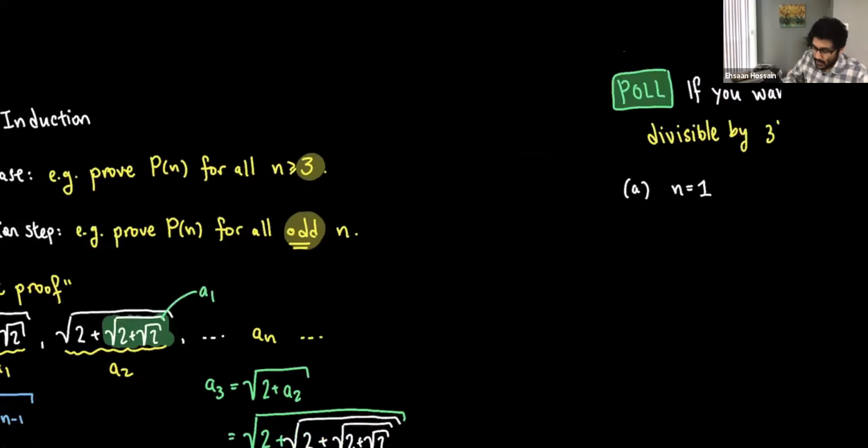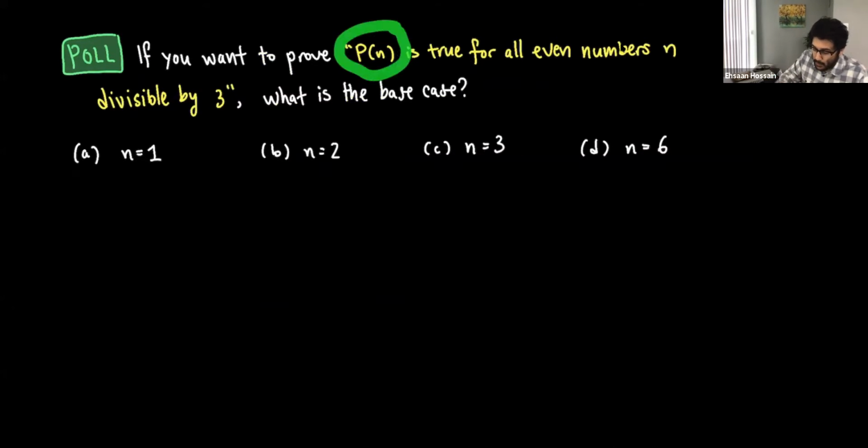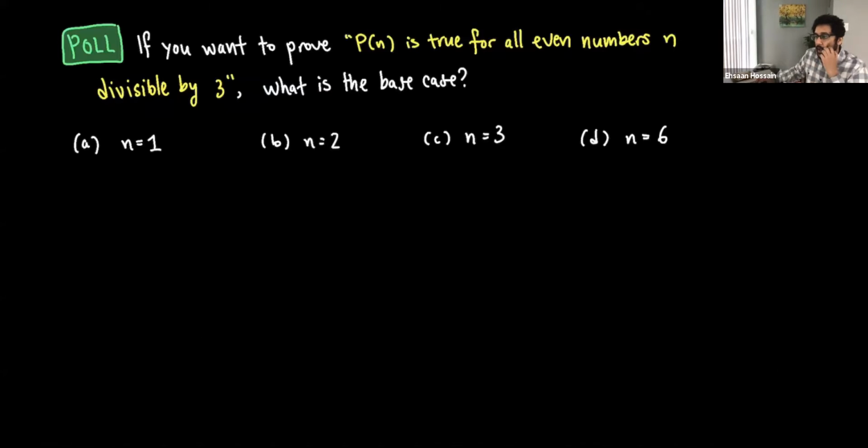Okay, ready to go? Here's the first poll question. Let's say instead of proving P of n is true for all n, I want to prove it for all even numbers n divisible by 3. What's the base case of this inductive proof? Okay, and for that, I have to give you the poll here. What is the base case for this inductive proof? Let me give you a few minutes for this. Okay, so it looks like the majority answer was D, which is correct.